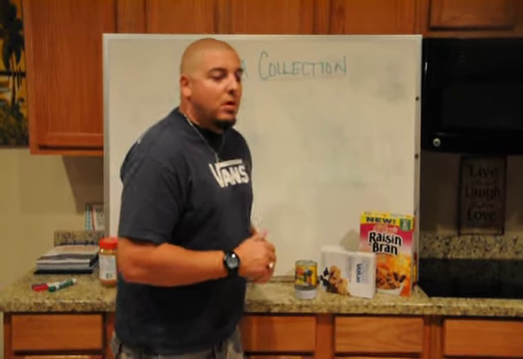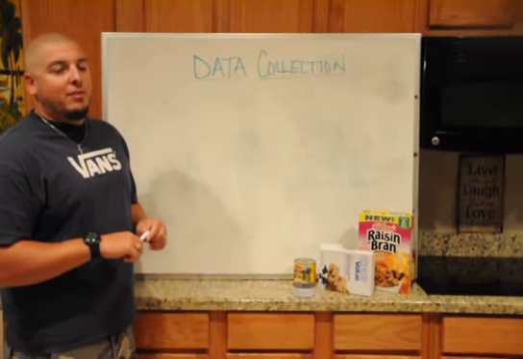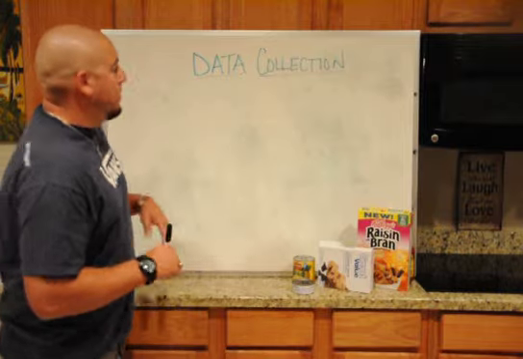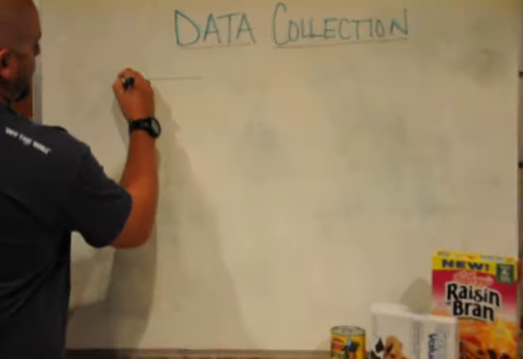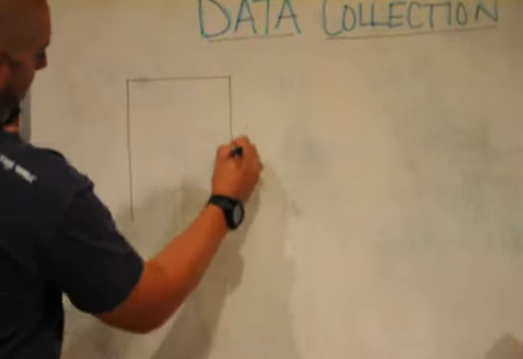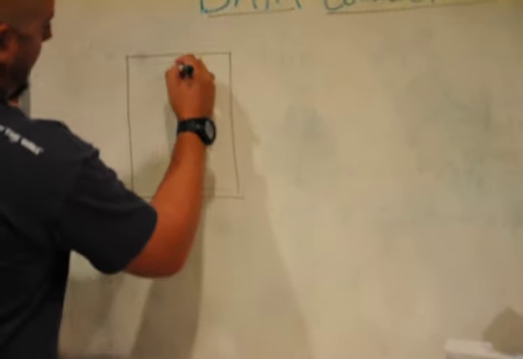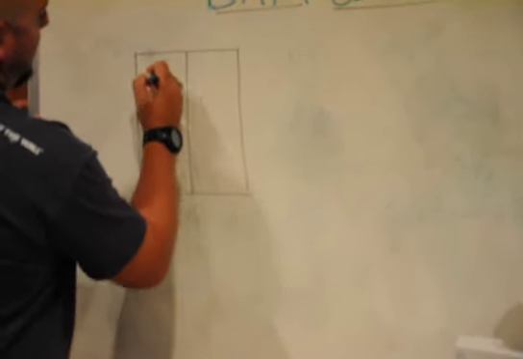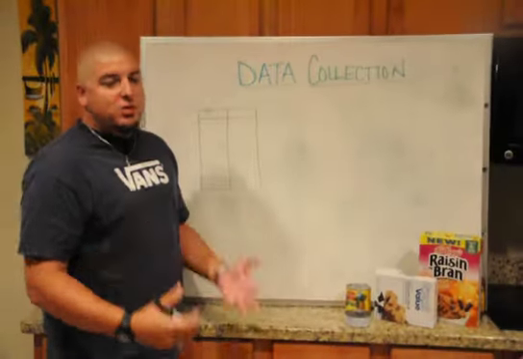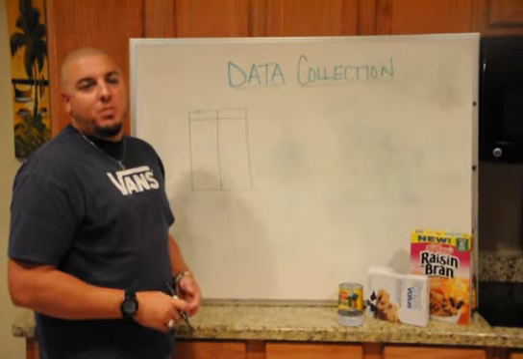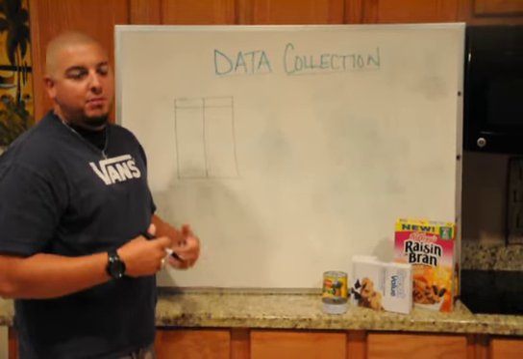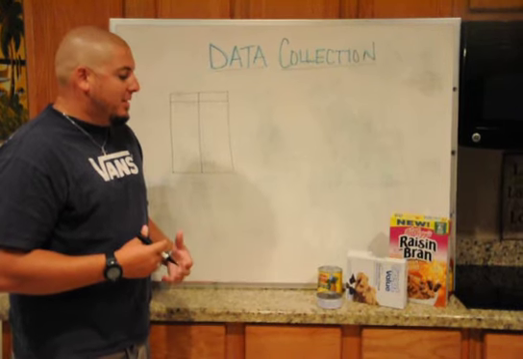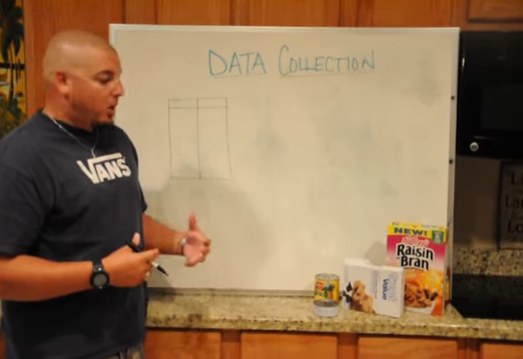First thing I want to do when I start recording data, the easiest thing for me, is to draw a table. So I'm going to create a table. Now generally when you create a table, you're going to have 2 columns, and sometimes you can get intricate and have 3 or 4 columns depending on what you're comparing. But for right now, we're going to have 2 columns. We have to decide what 2 things we want to compare.